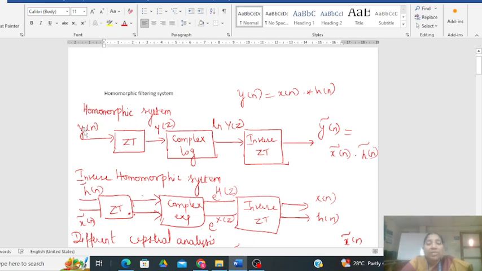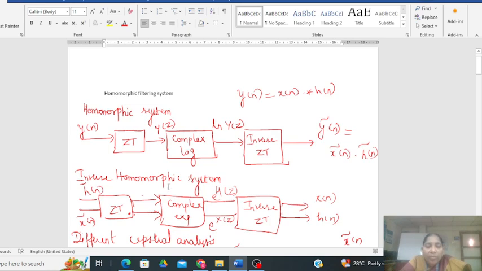Now this output signal y of n, we are going to apply to a z transform. This will give you the y of z expression. Then we send the signal to a complex logarithm, which will produce the output as ln of y of z. Then it is sent to the inverse z transform to obtain y bar of n.